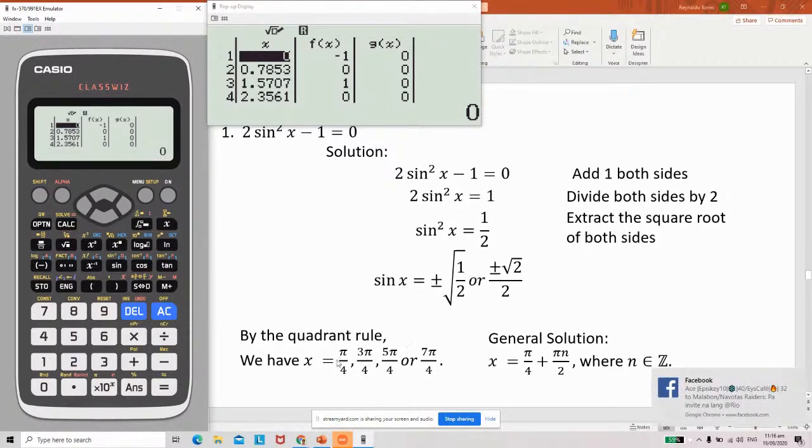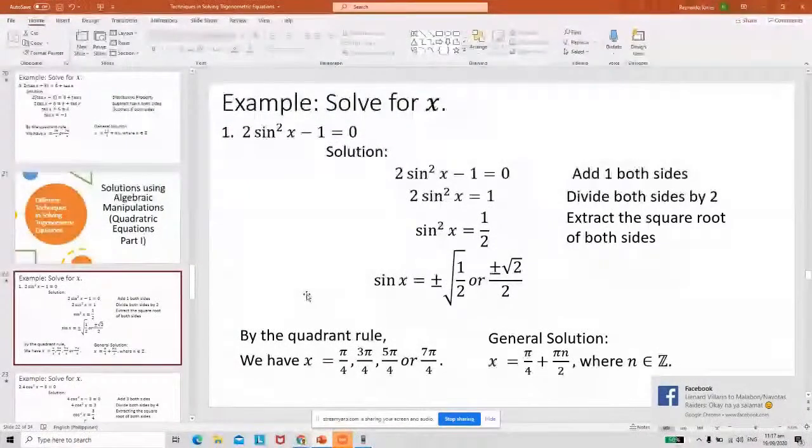Okay. So, eto na lang si representative mo, pi over 4 plus pi over 2 n, where n is an integer. Okay po? So, medyo tricky siya. Pero, you just need to observe. Okay po? Okay. Next.